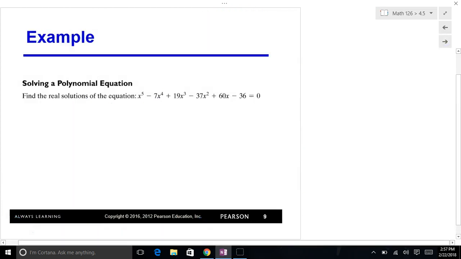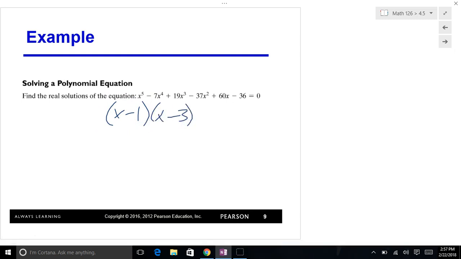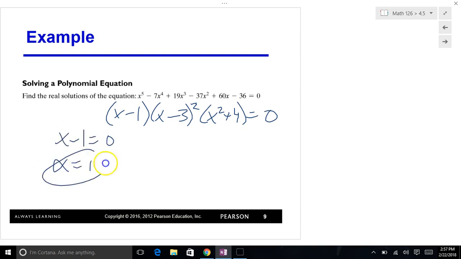So if you're finding the real solutions of the equation when you set that thing equal to 0, and we just did this exact same one, so we have this factored form. What was that? X minus 1. We had x minus 3 and another x minus 3. So there were 2 of those x minus 3s. And then we have x squared plus 4. This is equal to 0. So you just take each one of those, set equal to 0. X minus 1 equals 0. That means x equals 1.